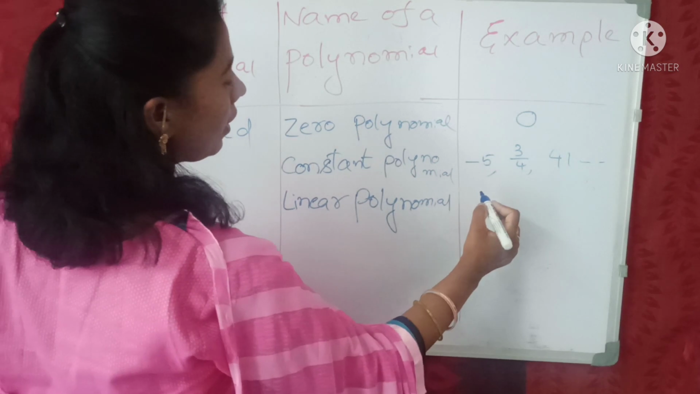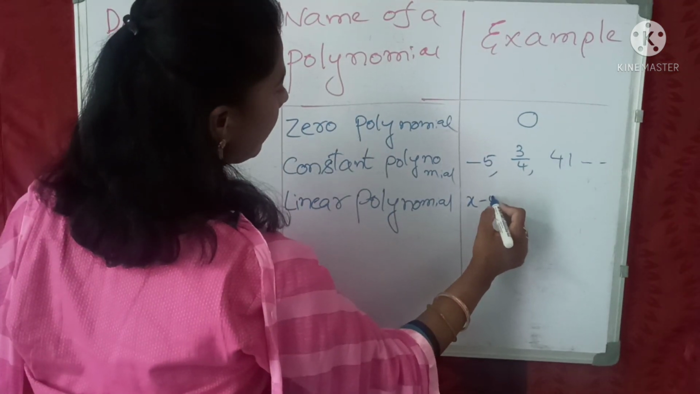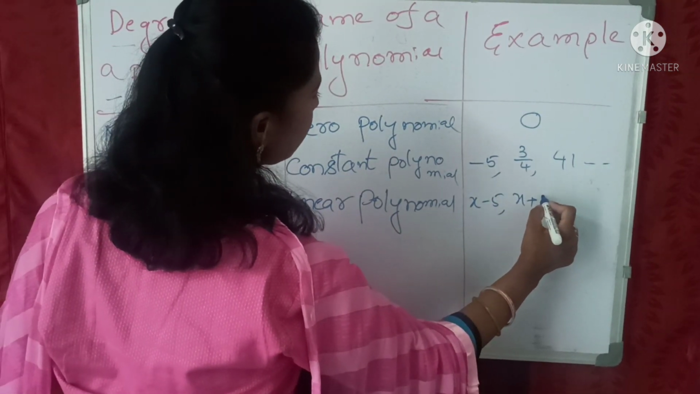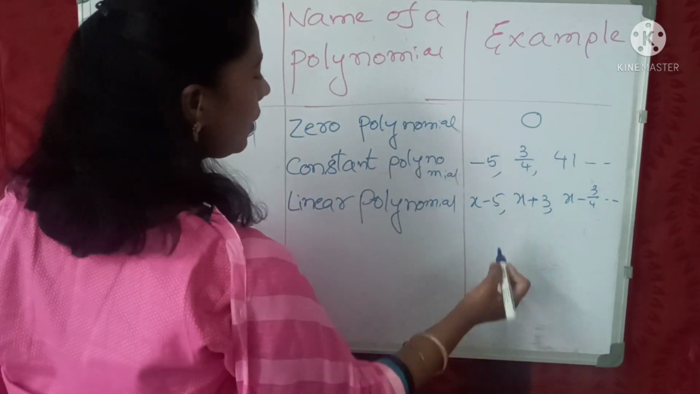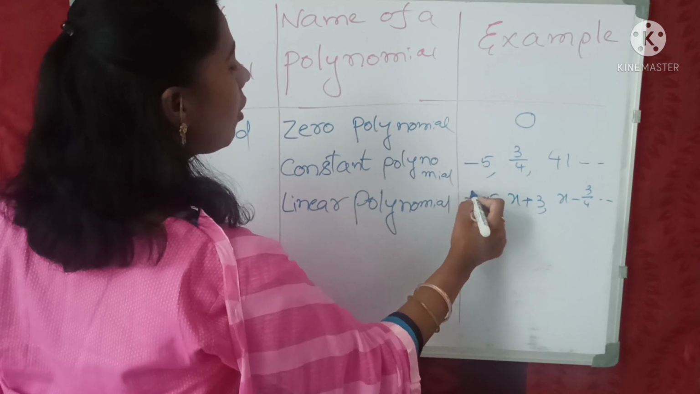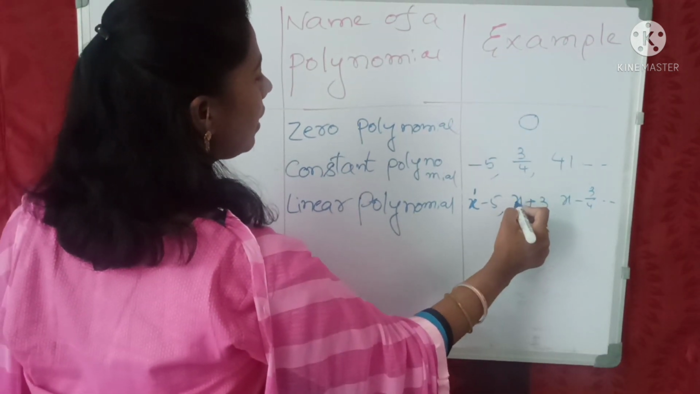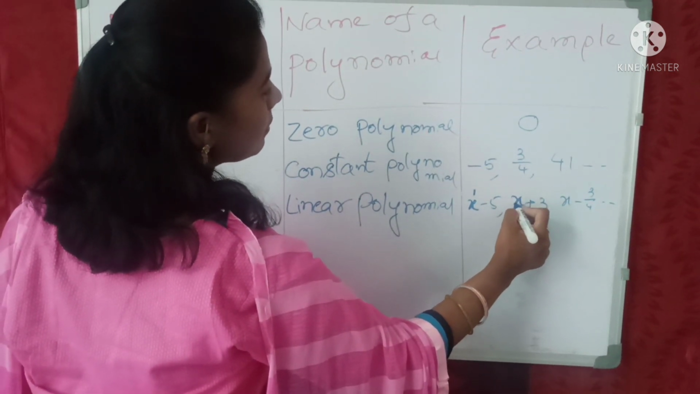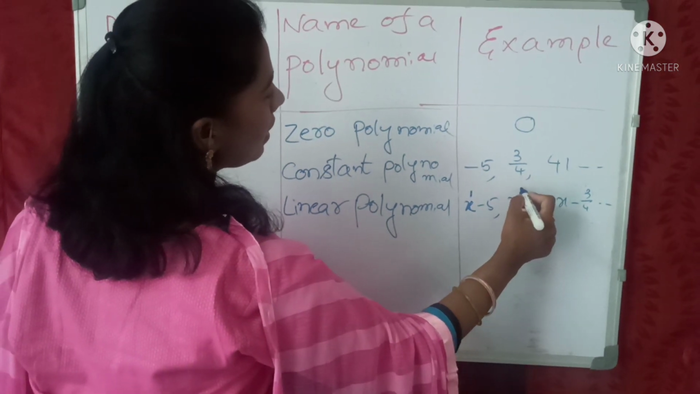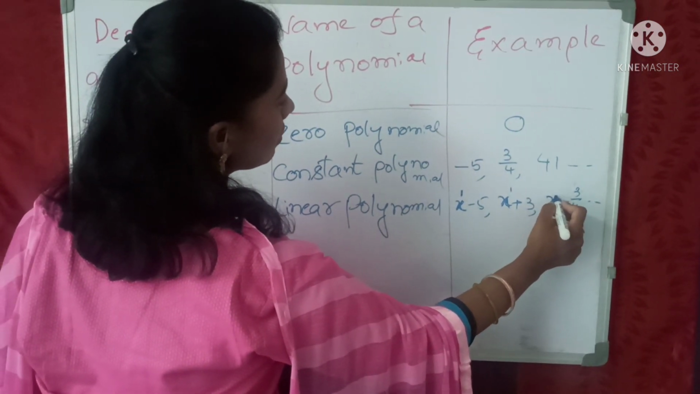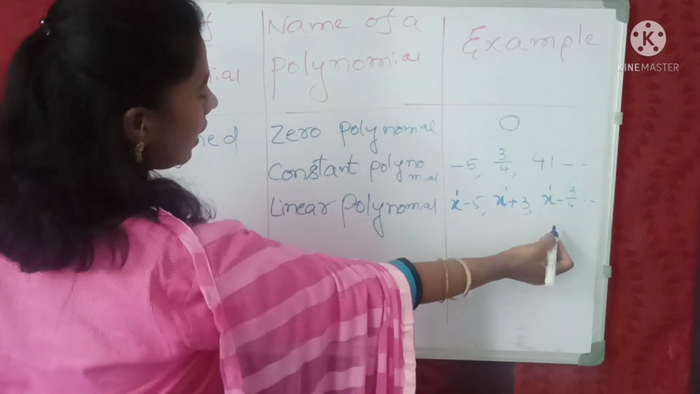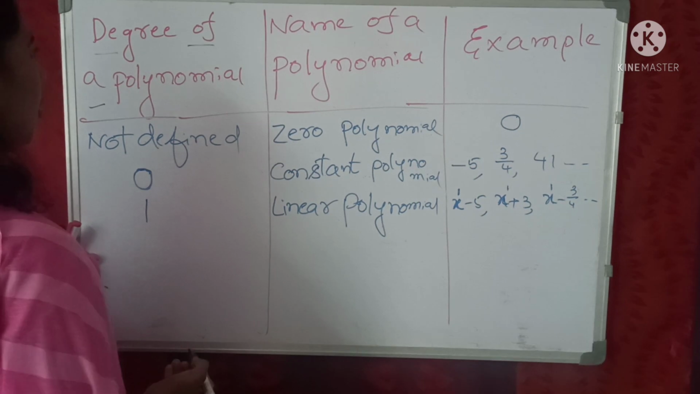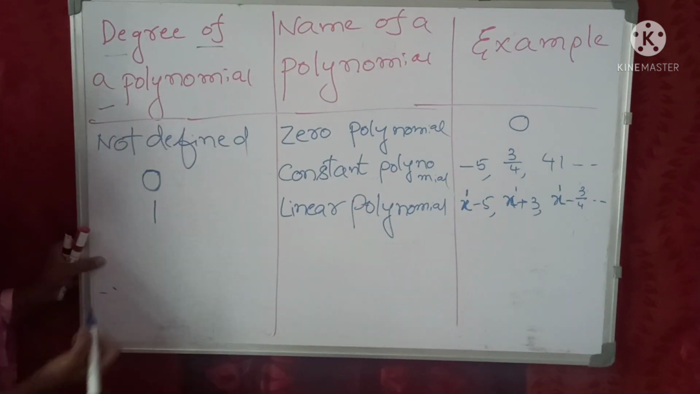In this linear polynomial, examples are x minus 5, x plus 3, x minus 3 by 4 and so on. Here the degree of the polynomial is 1, x to the power of 1. In this polynomial also the degree is 1, and in this polynomial also the degree is 1. So when the degree of the polynomial is 1, it is called a linear polynomial.